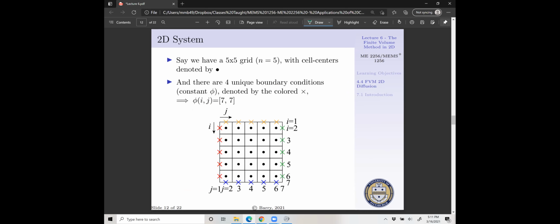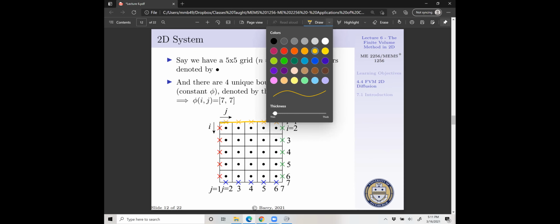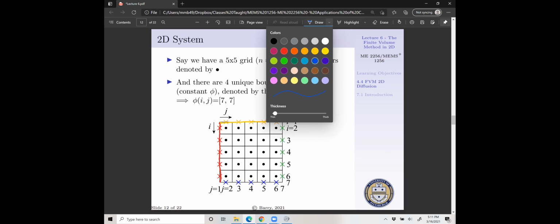So let's imagine we have a 5x5 grid. So what we have here is 5 control volumes in the x direction, 5 control volumes in our y direction. So we're going to have 25 control volumes in total. And our cell centers are going to be denoted by those black dots. Let's imagine we have 4 unique boundary conditions. And each of those boundary conditions is existing on each of the cells. So we can color in the top as yellow, the left as red, the bottom as blue, and then the right as green.